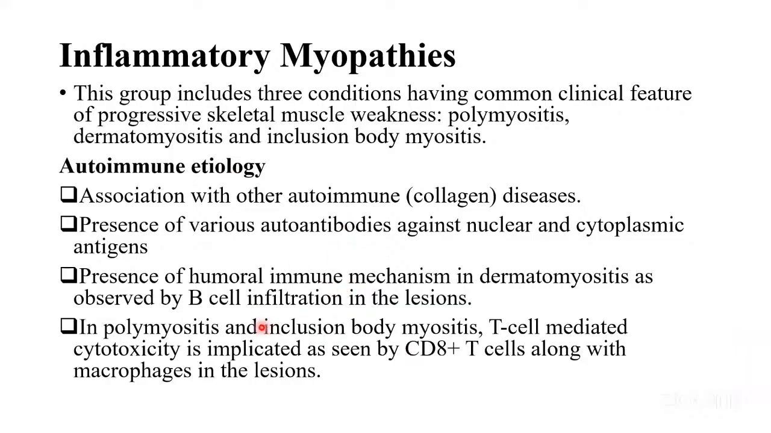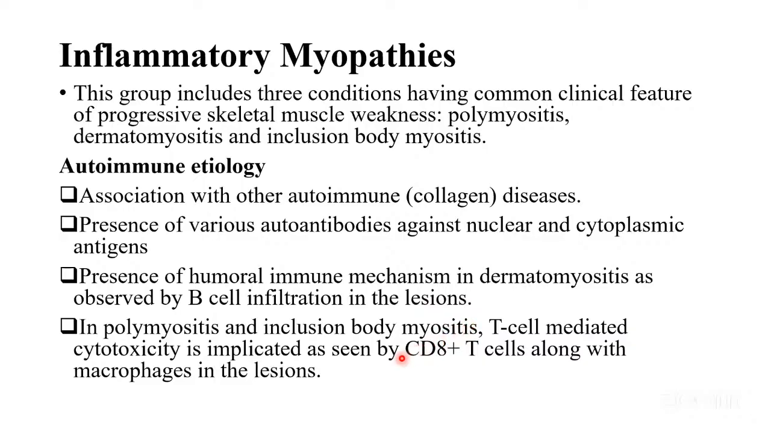Myopathies are a group of conditions that lead to progressive skeletal muscle weakness, such as polymyositis, dermatomyositis, and inclusion body myositis. They are associated with autoimmune diseases or collagen disease, and the presence of autoantibodies against nuclear and cytoplasmic antigens is detected.